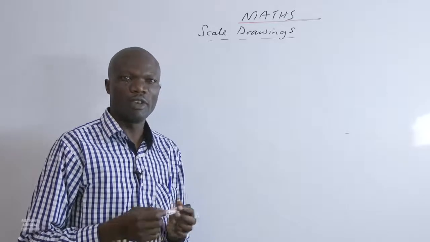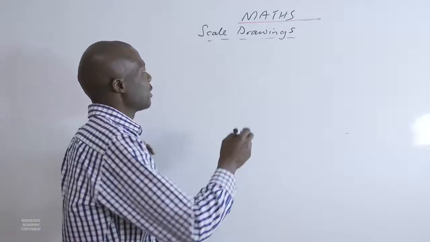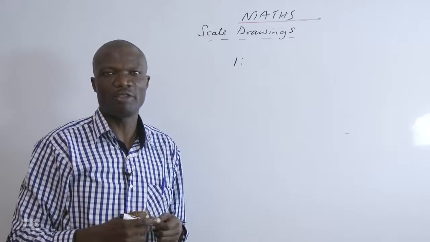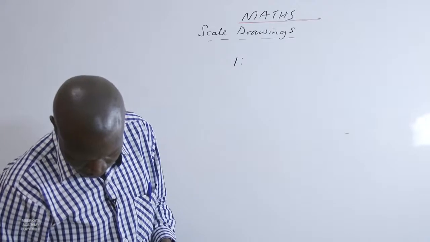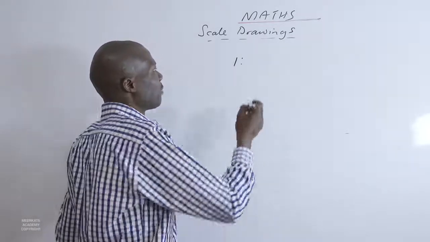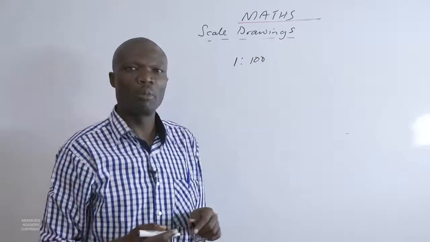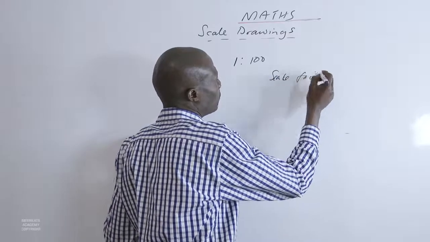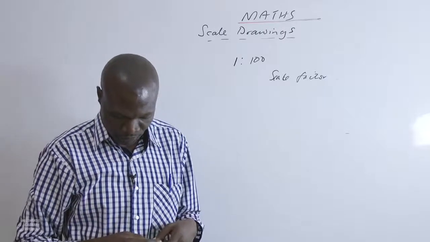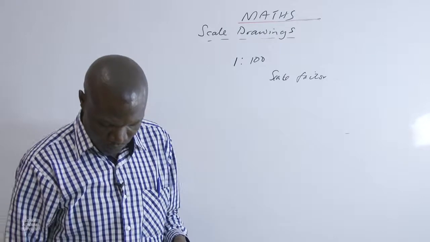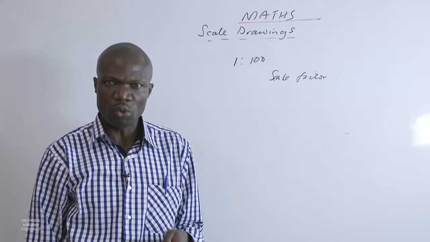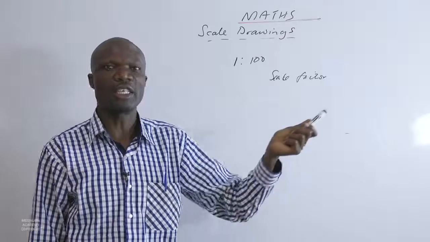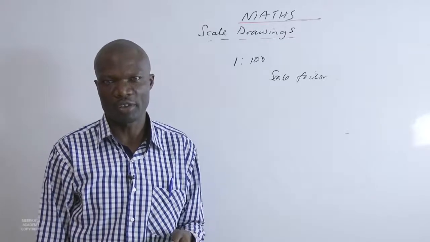In scale drawing, it is very important and helpful if a scale begins with 1 to the other. If a scale begins with 1, it is very easy for us to interpret that scale. Why? Because the second number that will follow here will be our scale factor. So when we say scale factor, it is just telling us the number of times that the actual distance is larger than the drawing length.